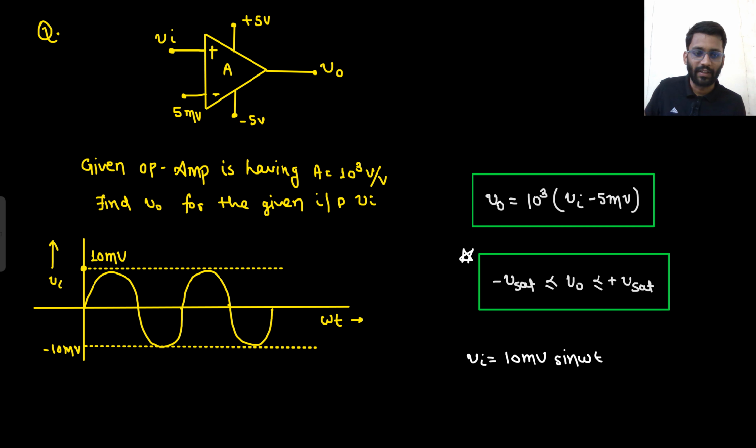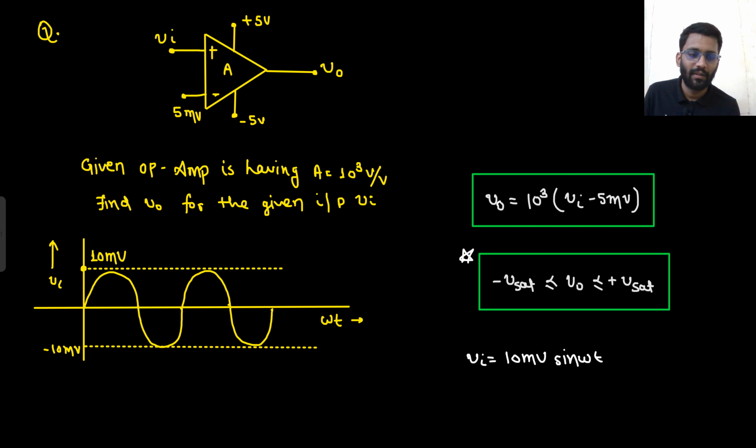So no waveforms are given. So I have to draw the waveform on my own now. So what am I going to do? First I am going to draw the waveform of V in minus 5 millivolt, because V naught is equal to 10 to the power 3 times (V in minus 5 millivolt). So first I will draw the waveform of V in minus 5 millivolt, and then I will simply multiply it with 10 to the power 3.